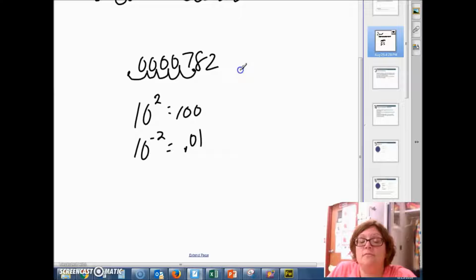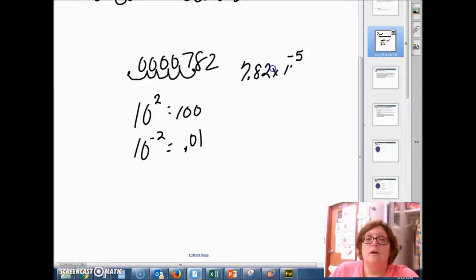5. We moved it 5 to the right. 7.82. Since we moved it 5 to the right, we're going to write minus 5. If we move them to the left, it's positive. So 7.82 times 10 to the negative 5th.